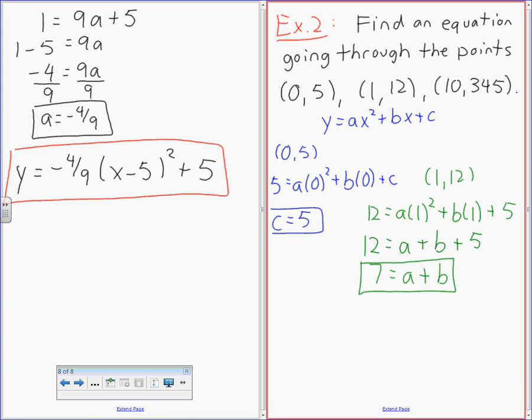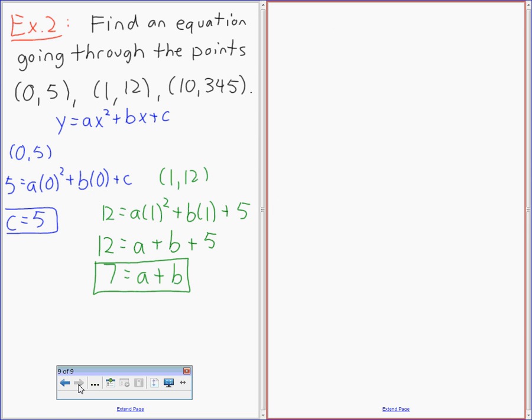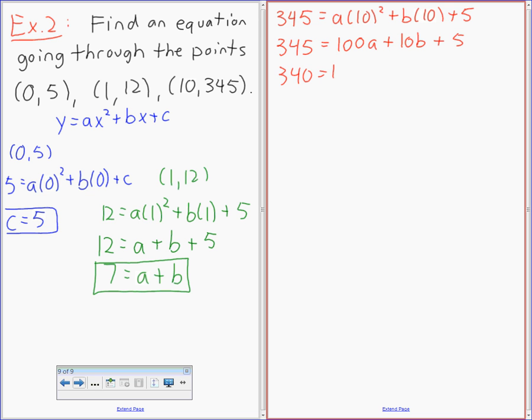Desiree, go ahead. 345 equals A bracket 10 squared plus B bracket 10 plus 5. So this turns into 345 equals 100A plus 10B plus 5, so that's 340 equals 100A plus 10B.